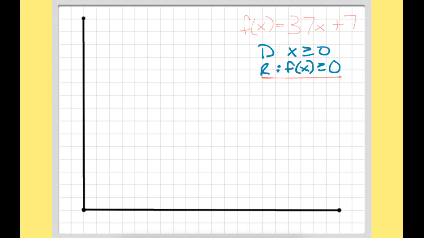So our input is in years since 1995, so we're going to go by single years. So our x-axis will be labeled going up by ones. However, our slope is 37, so that means our outputs are going to be going up rather quickly. So we'll start at 0, but let's go up by 20s.